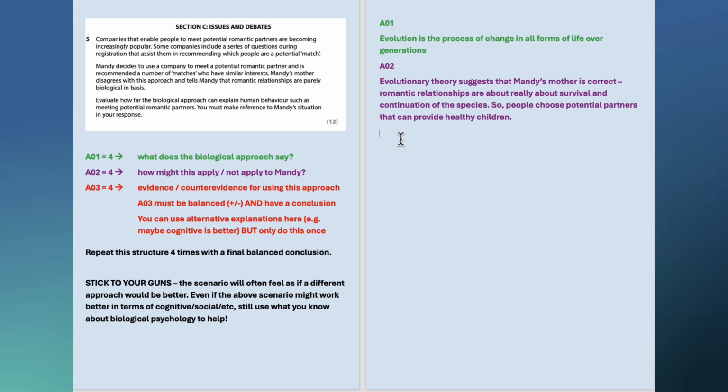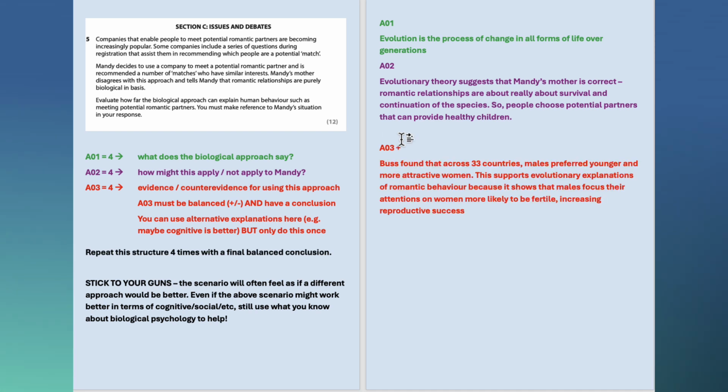My next paragraph, I've got a bit of a choice. It's going to be AO3, but whether I make it a positive AO3 or a negative AO3 is kind of down to me. My suggestion is that you do AO1, AO2, and then a positive, AO1, AO2, then a negative, whatever it is you might want to do, but keep them in these blocks. It just makes life a little bit easier.